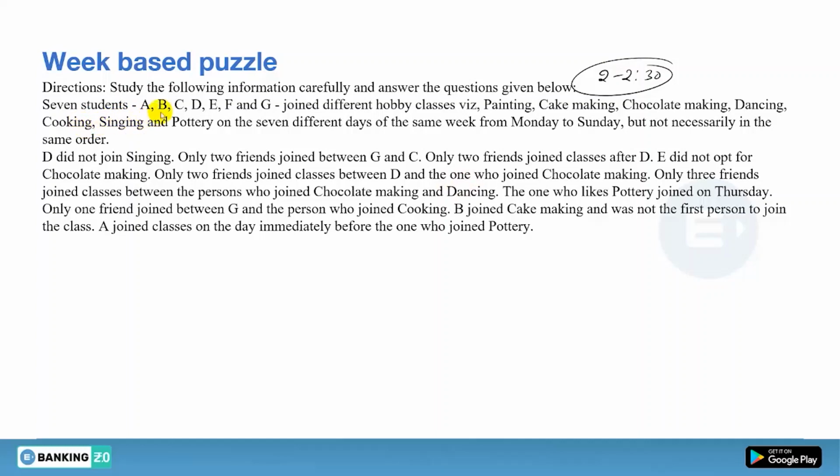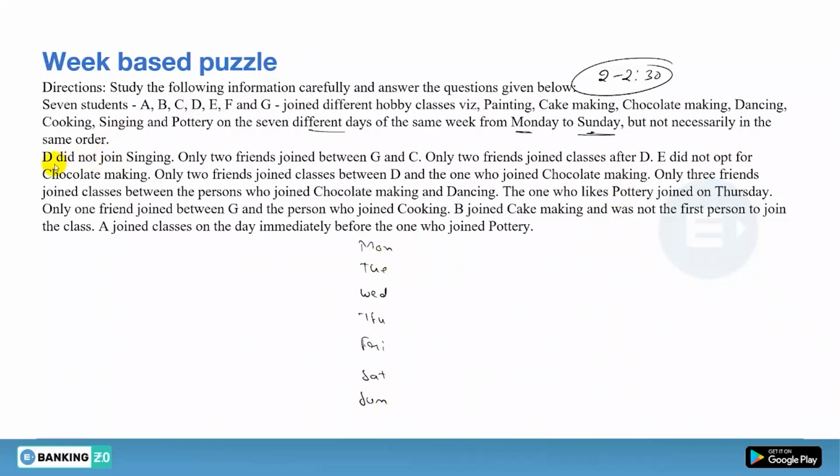So we have 7 students, A to G, joining different hobby classes. They join on 7 different days of the week, starting from Monday to Sunday, but not necessarily in the same order. So we first have to make a table, starting from Monday, then Tuesday, Wednesday, Thursday, Friday, Saturday, and in the last Sunday. So we have to make a table like this.